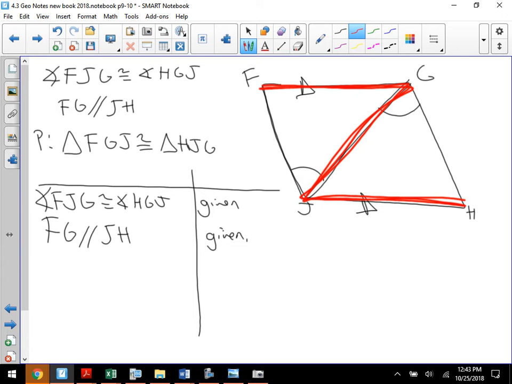Oh, but look, those are angles on this side, not in between. This is the other side. These would be congruent if those sides were parallel. In this case, it's this set that are on the inside of the Z's that work. So you get angle FJG and then HGJ.